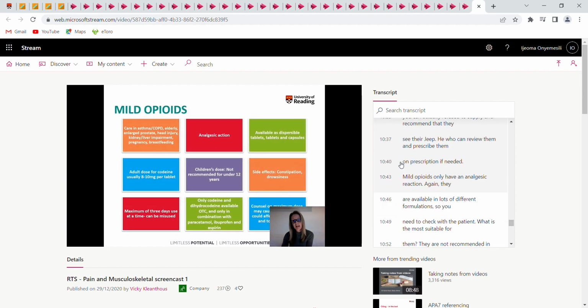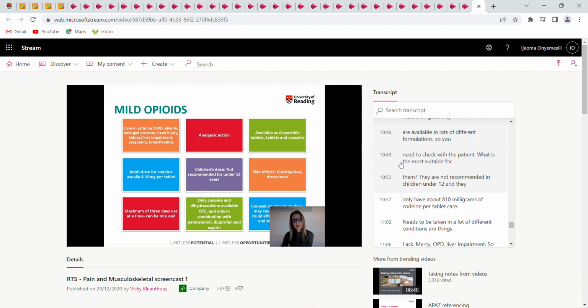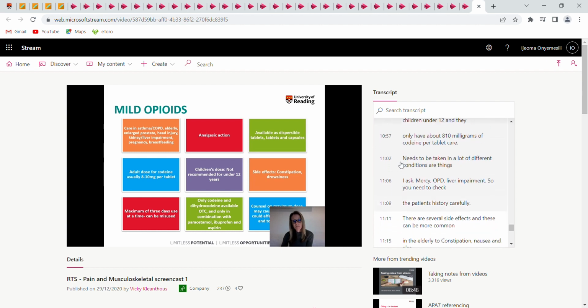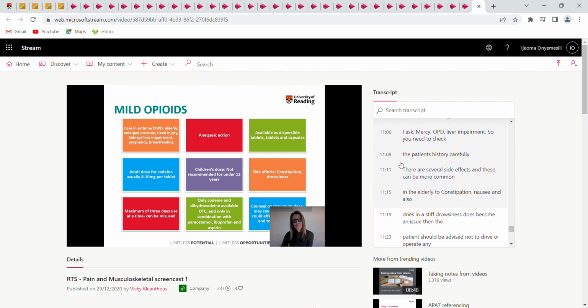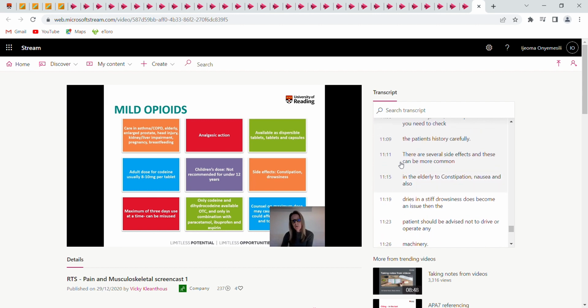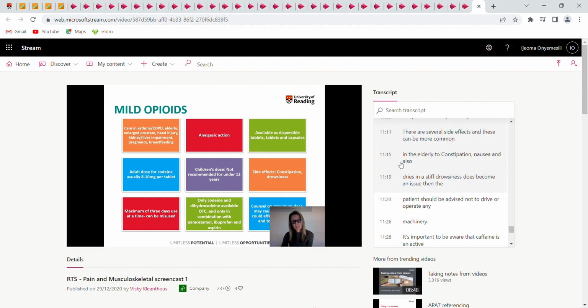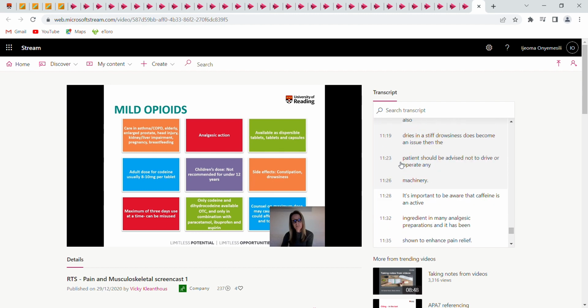Mild opioids only have an analgesic action. Again, they're available in lots of different formulations, so you need to check with the patient what is the most suitable for them. They're not recommended in children under 12, and they only have about 8 to 10 milligrams of codeine per tablet. Care needs to be taken in a lot of different conditions, so things like asthma, COPD, liver impairment, so you need to check the patient's history carefully. There are several side effects, and these can be more common in the elderly: constipation, nausea, and also drowsiness. If drowsiness does become an issue, then the patient should be advised not to drive or operate any machinery.